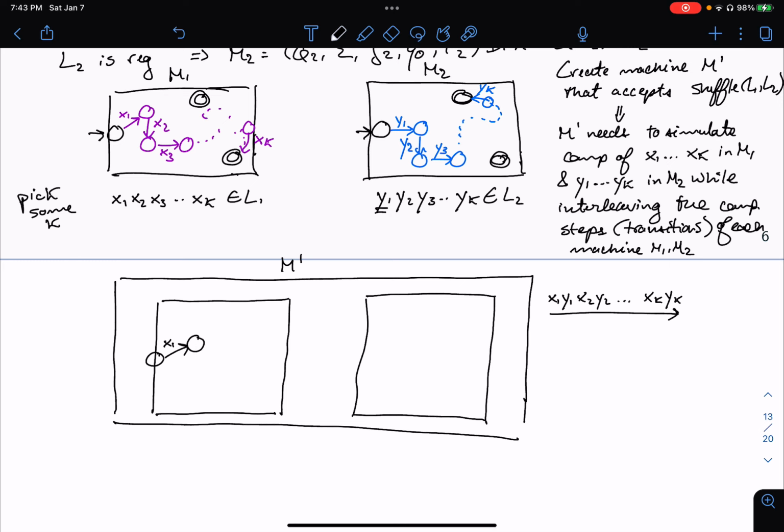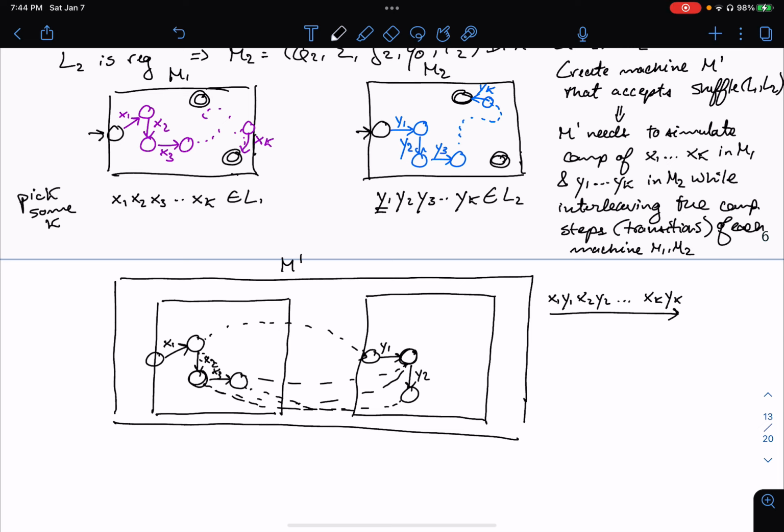Then, once it does that, it has to switch over and read the y1. Once it does that, it has to switch back and then read the x2. Once it does that, it has to switch back and remember that this is where it was, and then read y2. Then again, switch back, remember that it was at this state when it was reading x2, then read x3.